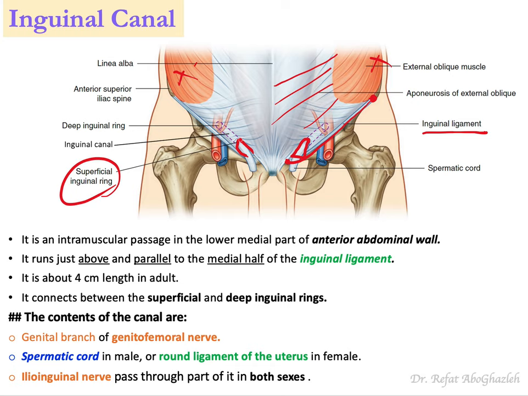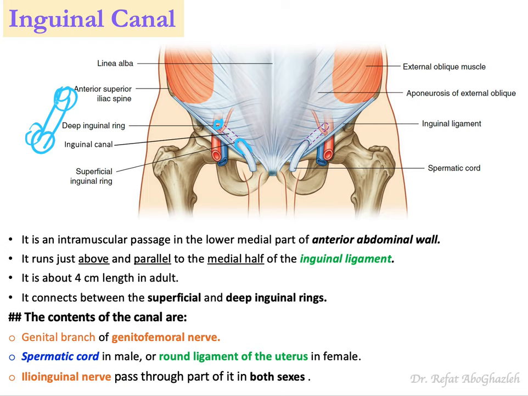And guys, most importantly now, let us start with this. Yes, this is the superficial inguinal ring. We have to locate the superficial inguinal ring and the deep inguinal ring. This is the superficial inguinal ring, and this is the deep one. And between the two rings, guys, there is a canal, sorry, there is a canal known as the inguinal canal. So, this is the inguinal canal.